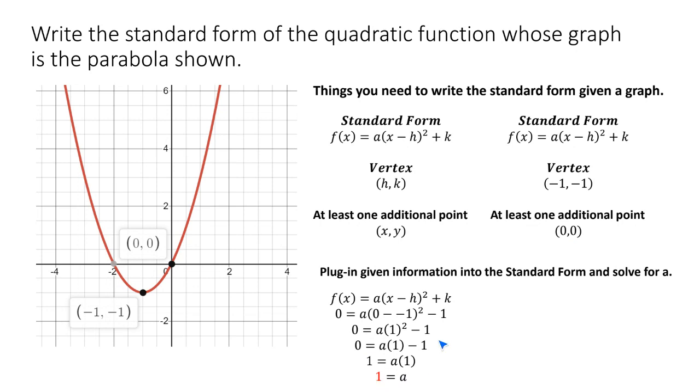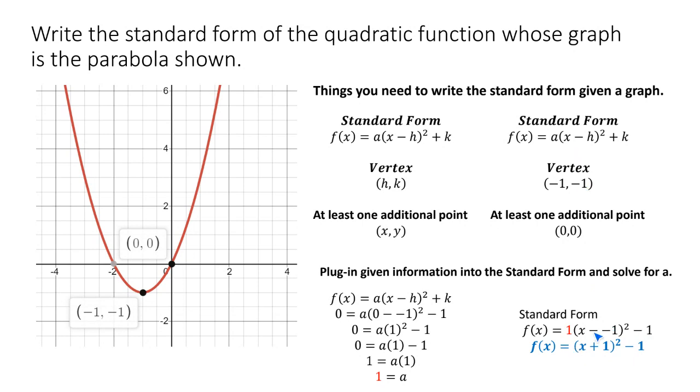The problem didn't say to solve for a, but we can use this to write the standard form. So that would be the last step here. So our standard form is f of x is equal to a. A is 1. And then I'm going to have x minus h. H is the negative 1. And then k is the negative 1.